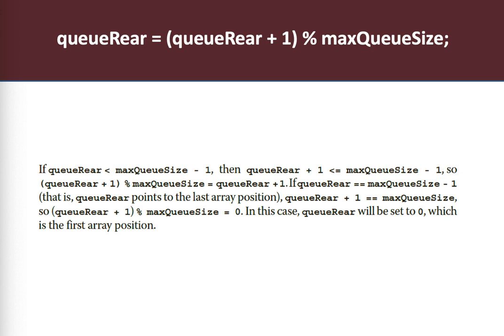If queueRear is equal to maxQueueSize minus 1, that is, when queueRear points to the last array position, then queueRear plus 1 will be equal to maxQueueSize, so (queueRear + 1) % maxQueueSize will be equal to 0. In this case, queueRear will be set to 0, which is the first array position. It's a very smart solution to get the position based on where the current position of the queueRear is. This queue design seems to work well. However, before we write the algorithms to implement the queue operations, let's consider two new cases.